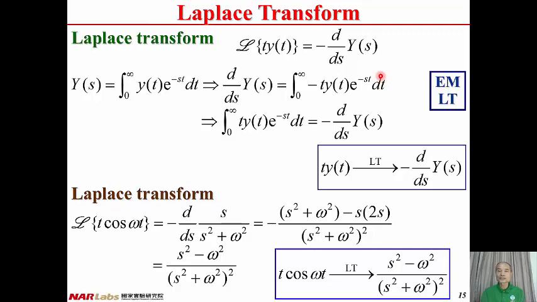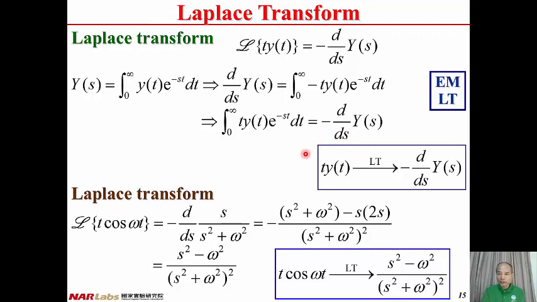If we rearrange this term, we have integration from 0 to infinity, t yt exponential minus st dt equal to minus dYs ds. Therefore, from the definition of Laplace transform, here is the Laplace transform of t yt. Therefore, the Laplace transform of t yt equal to minus dYs ds.